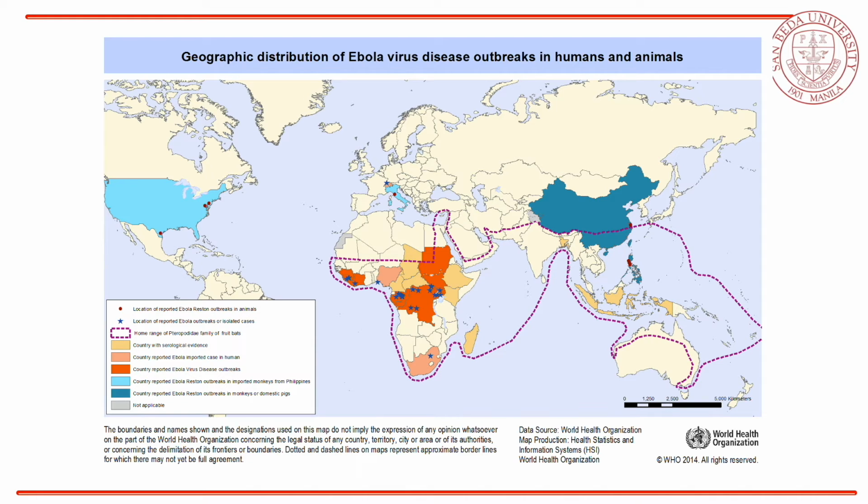Now, forest loss may also alter the natural circulation of viruses and change the composition, abundance, behavior, and possible viral exposure of reservoir species.